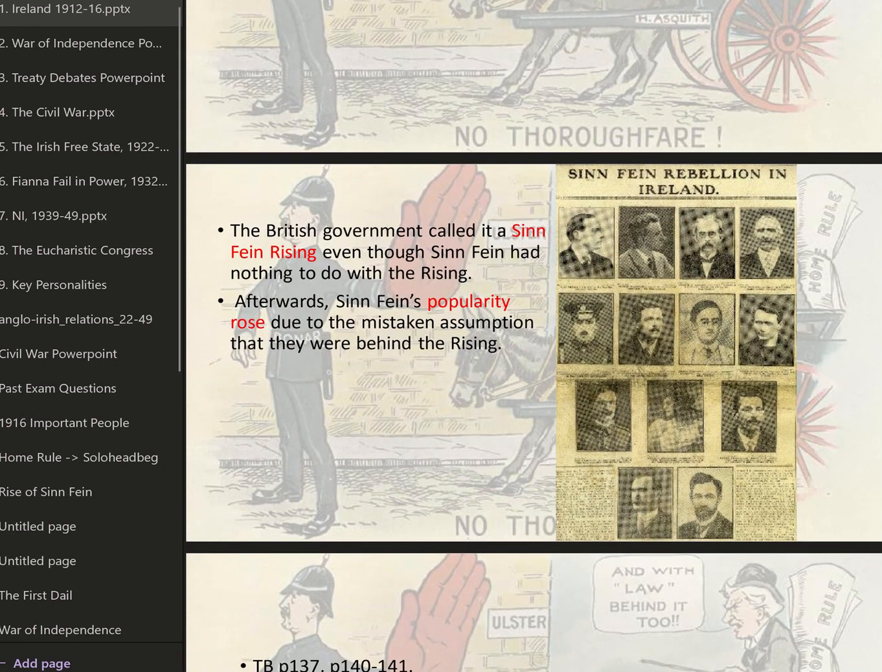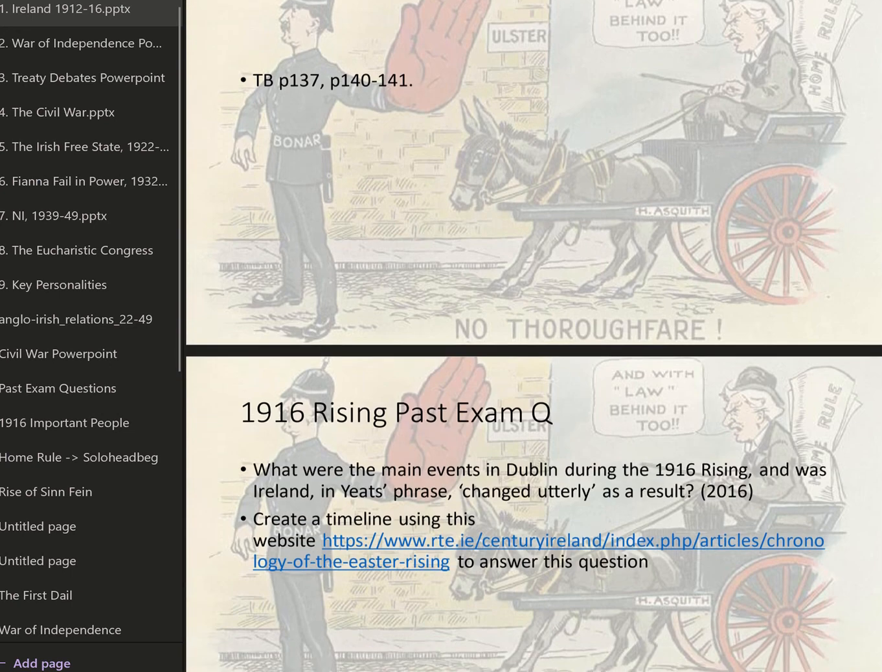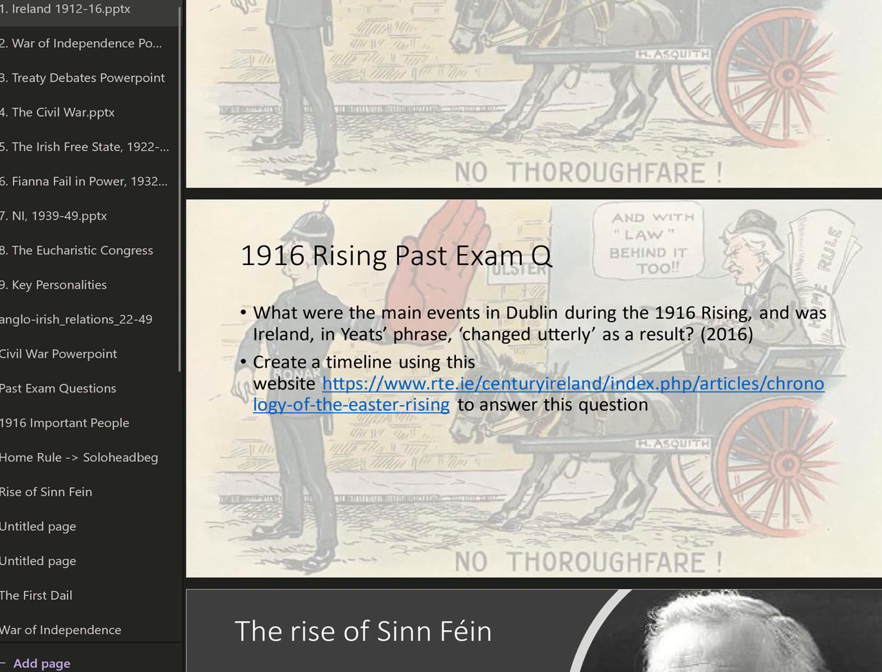And the British government called it a Sinn Féin rising, even though Sinn Féin had nothing to do with it, and that would become key in what we're going to be doing next day, guys. It became known as the Sinn Féin Rebellion, and this gave them publicity, particularly with the executions. So their popularity went through the roof due to the mistaken assumption that they were behind the rising. And that'll bring us on to the rise of Sinn Féin the next day.